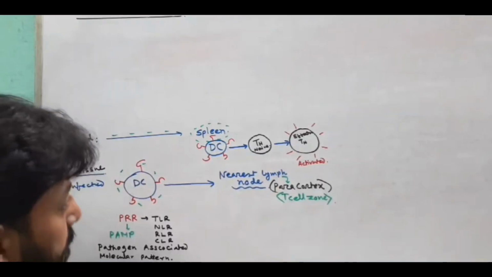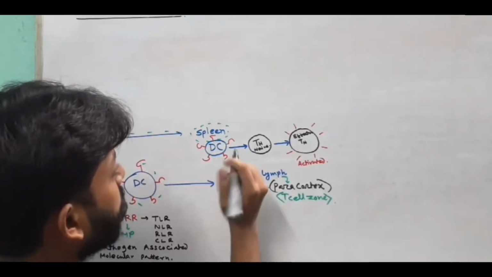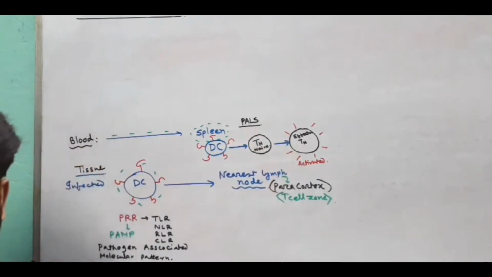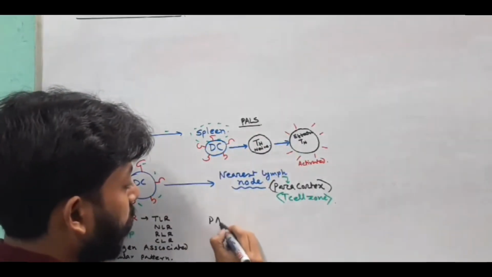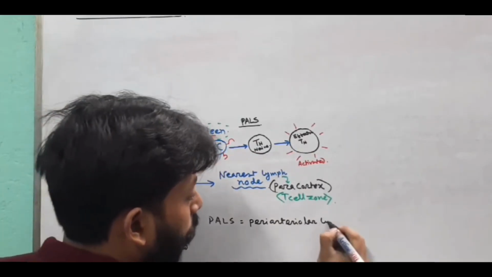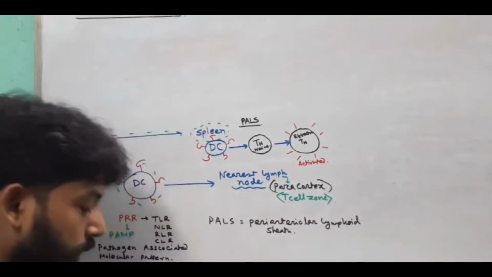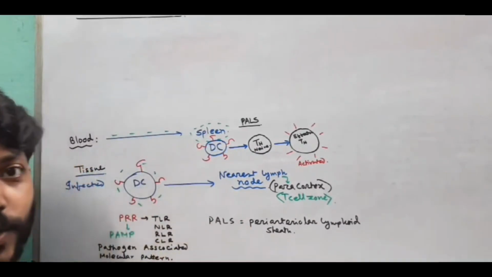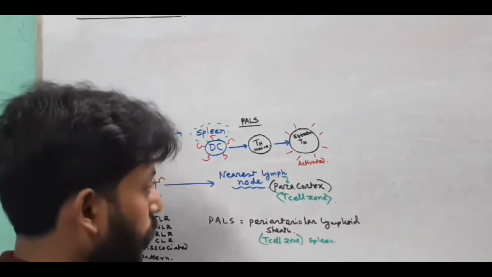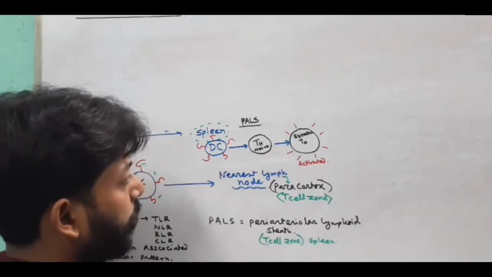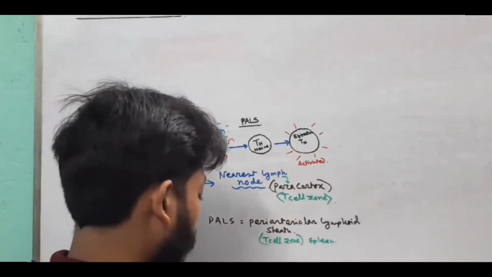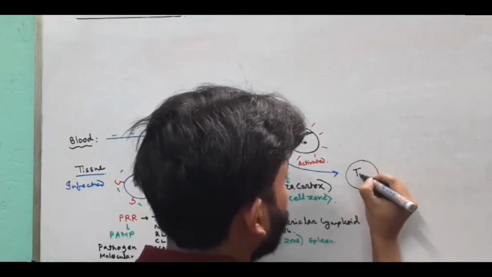But in the case of the spleen, this region is called PALS, periarteriolar lymphoid sheath. I am writing it here. PALS means periarteriolar lymphoid sheath. In the case of the spleen, this is the region where T cells are present. So this is the T cell zone, and another important cell is also activated for the activation of B cells, that is called the T follicular helper cell.